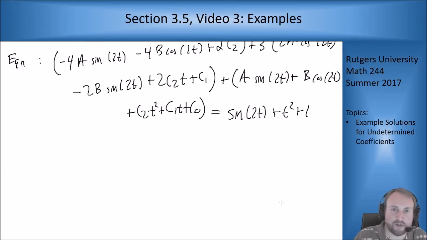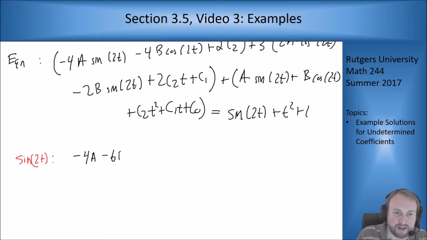So the first thing I want to do is an equation for sine of 2t. What equation do I get here? Well, I have a minus 4a from the first term. I have a minus 6b from the other sine term, and then a plus a, and I want this to equal 1, right? So I got the minus 4a from this, I got the minus 6b from 3 times minus 2b, and I got the 1a from this, and I got the 1 from this coefficient here.